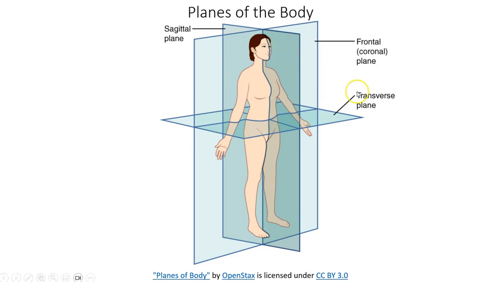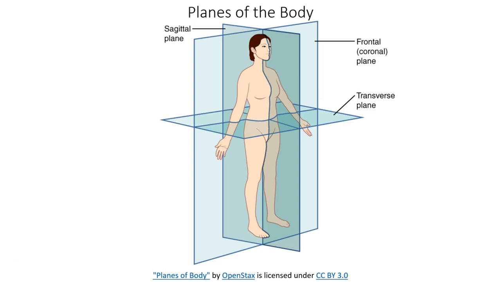And then last but not least, the transverse plane. You can see right here, this is going to create superior and inferior portions of the body. So it will create a top and a bottom portion. If we were to cut in the transverse plane, we would get an upper and a lower portion of the body to divide those up.